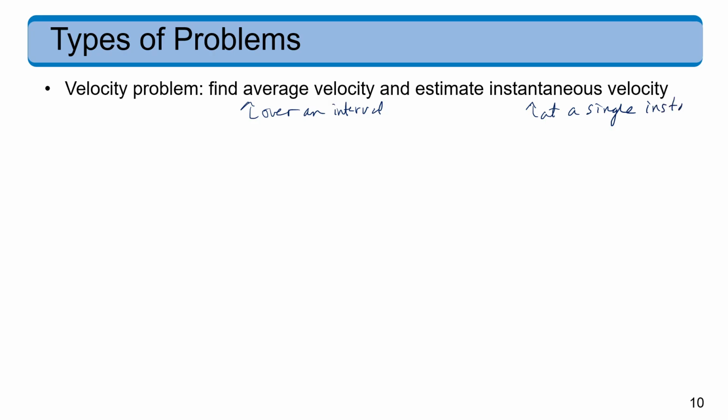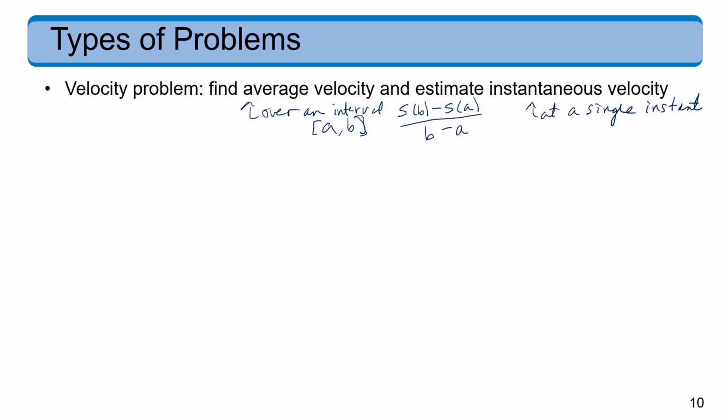So when we first encountered this problem, we could only estimate the instantaneous velocity. But you can calculate average velocity, right? There was a formula for that. If the interval goes from A to B, the average velocity would be the ending position minus the beginning position divided by ending time minus beginning time. So it's the elapsed distance over the elapsed time.